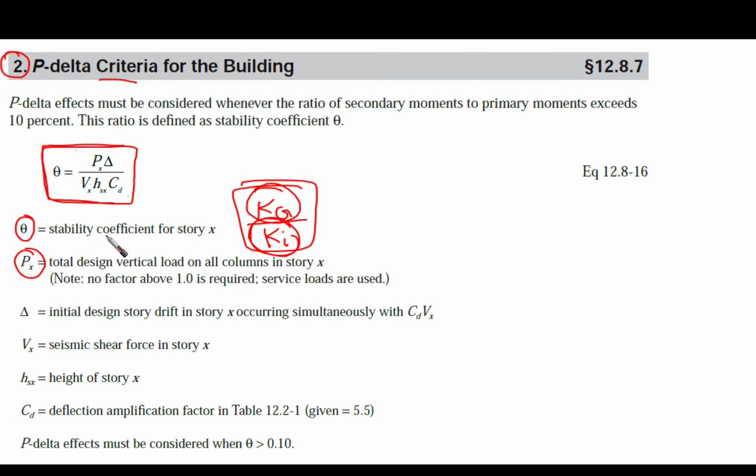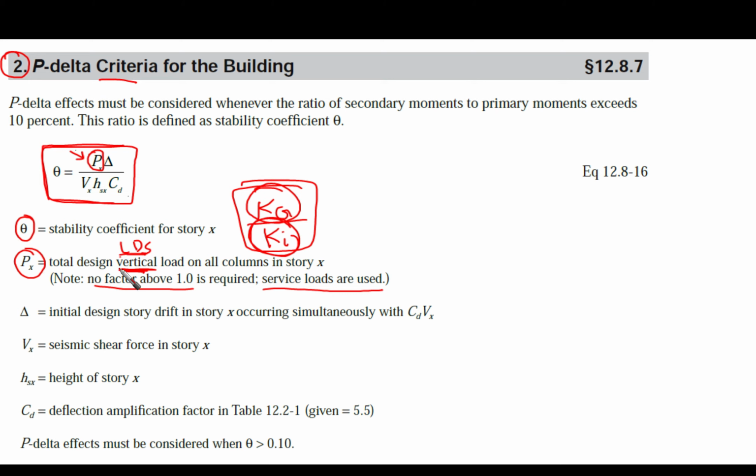Okay, and Px is the total design vertical load. The word vertical is important here, on all columns in story x. Note, no load factor above 1 is required. Surface loads are used, as I have mentioned in the previous video. No factored loads are used for this. It is for surface loads only. And vertical means live load, dead load, snow load, everything. Okay, it is vertical only, not lateral.